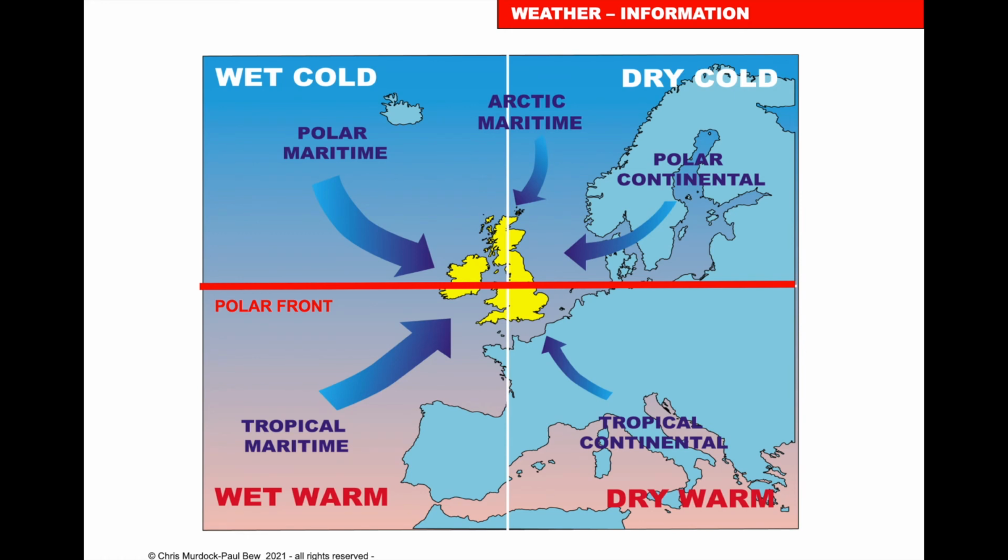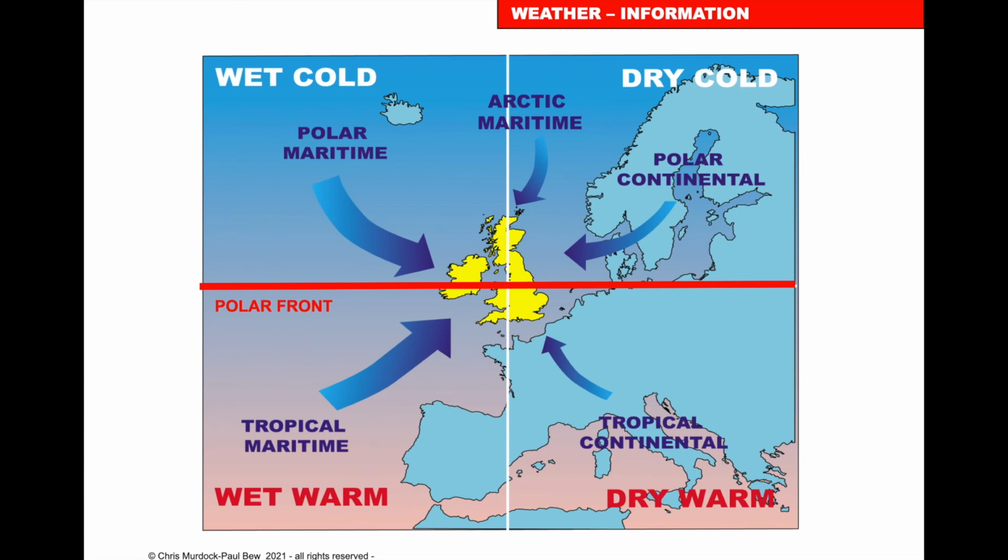So this diagram, it really depends on where the weather's coming from, or where the wind's coming from, as to the weather we get. So anything coming from the north will be cold. Anything coming from the south will be warm. So if we've got a southwesterly, which is a prevailing wind, it's called tropical maritime, and it's wet and warm. If it's southeasterly, it's called tropical continental, and it's dry and warm.